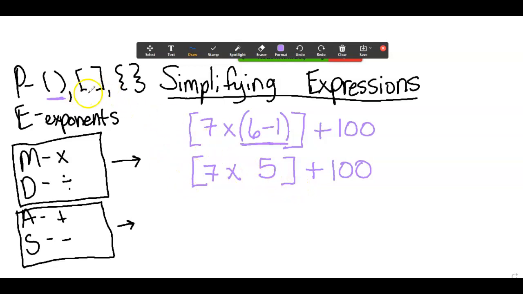Brackets come next. Okay, so 7 times 5 is 35. Well, within that 7 times 5, I also used the brackets, so those are gone now. So the only thing left is plus 100. Well, at that point, I only have one operation left, so it's obviously 35 plus 100, which is 135.